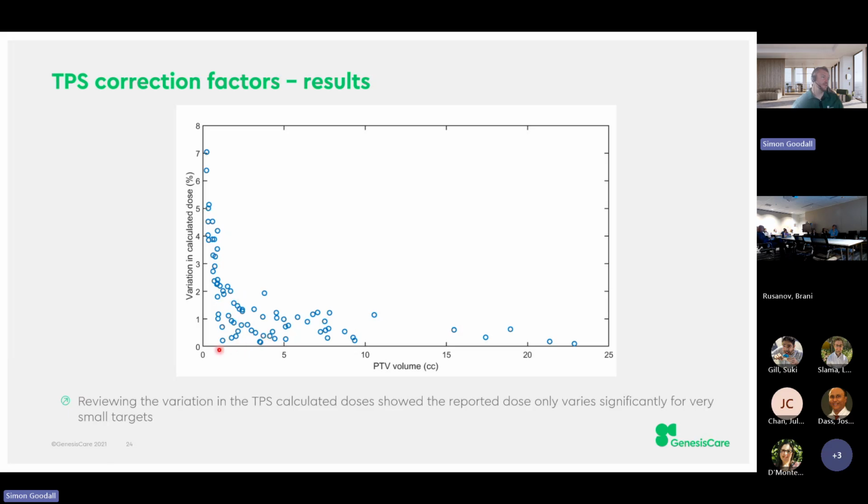When you're down in this region, certainly under 2.5 cc, so probably not spine SABR in this case, unless you've got a small GTV that you're trying to boost, but you can come down to these for SRS cases, it is probably quite important to consider these correction factors.